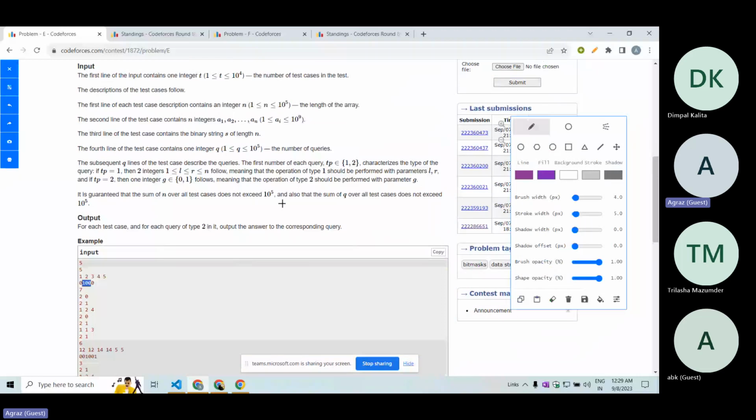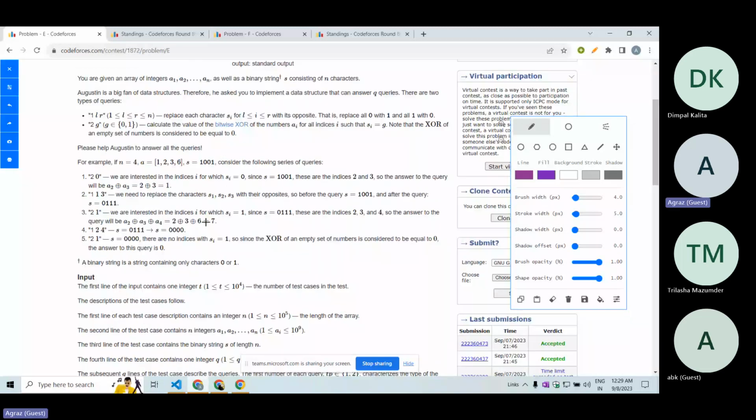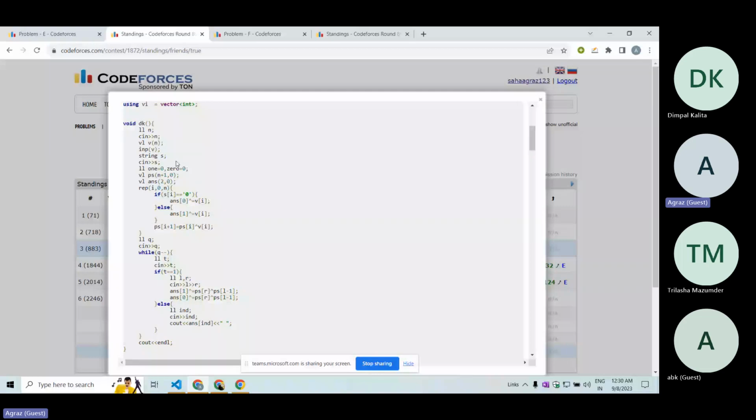Now for the solution part, I will be using the prefix XOR. You can use any data structure, a segment tree also. So here in the code, I have to get the input, also the string. I count the ones and zeros, the two variables. If s[i] is equal to 0, then I first initialize the values that container 0 will hold and container 1 will hold. Then I also make the prefix of the values.